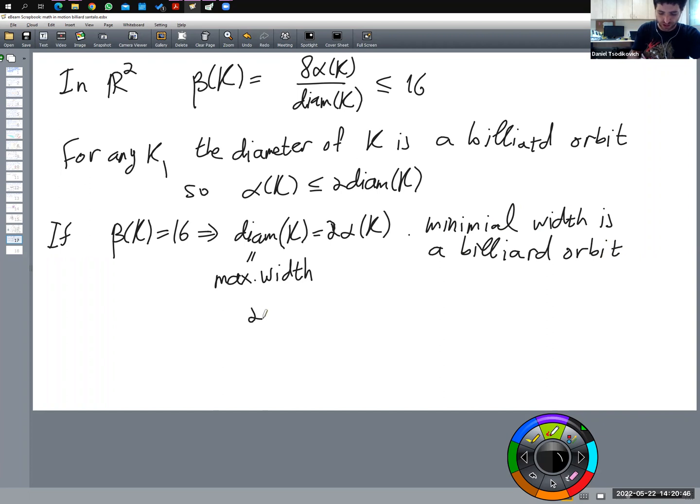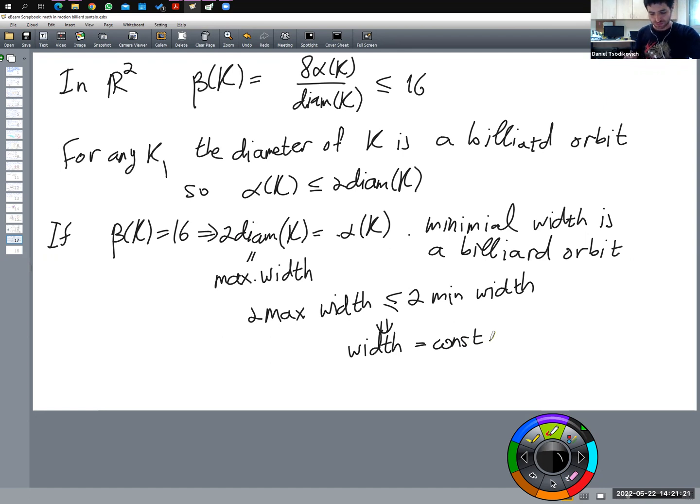So we see that the twice max width, I'm sorry, but 2 is in the wrong place. Should be here. So twice the max width is at most twice the minimal width. So this means that the width is constant. And so this gives one implication.